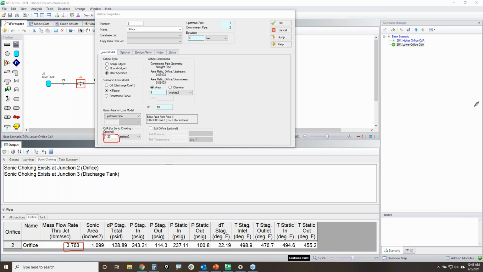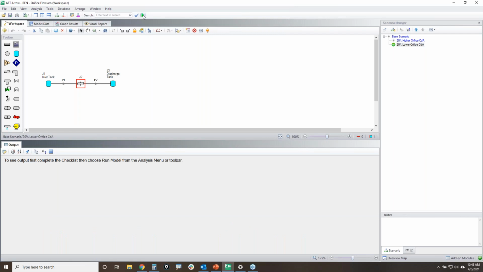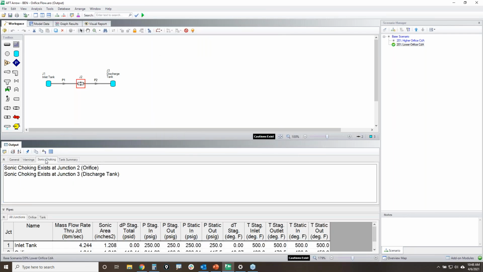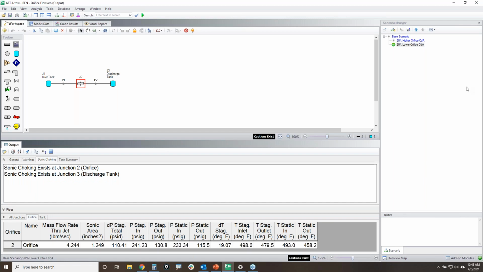So remember 3.76, all right? We're going to try and see if we can beat that flow rate. And we do. We went from 3.76 up to 4.2. So that is another parameter that you can tweak if you are sonically choked across a restriction and you still want to try and squeeze a little bit more flow through it.